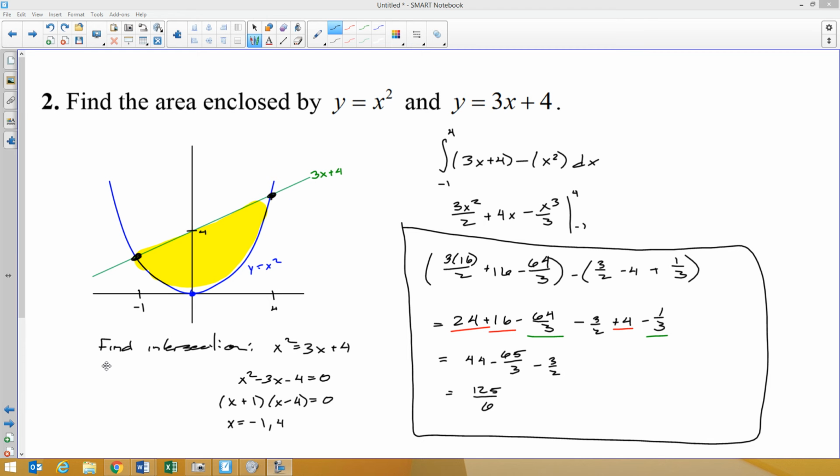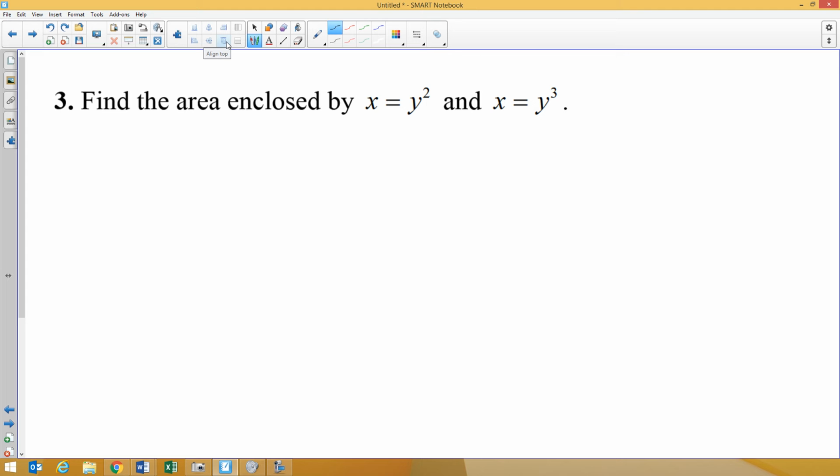There we go. So it cleans up to 125 over 6. The arithmetic got kind of tricky there towards the end. So there's number 2. And the last one, area enclosed by y squared and y cubed. Now this one, here we're dealing with functions of y, so we're going to graph these real quick.